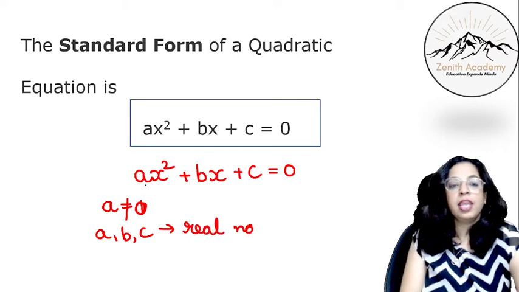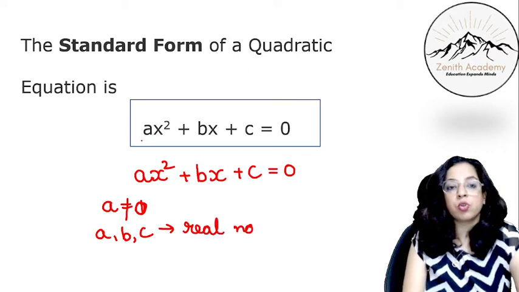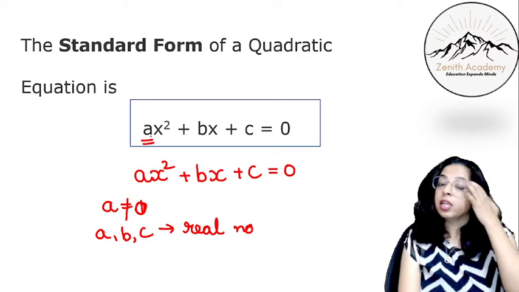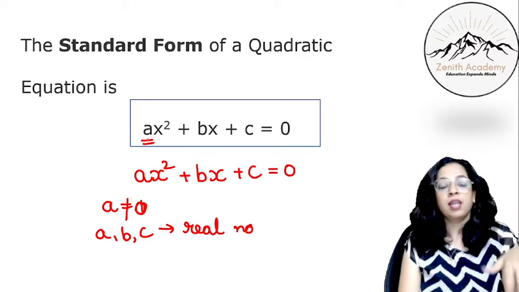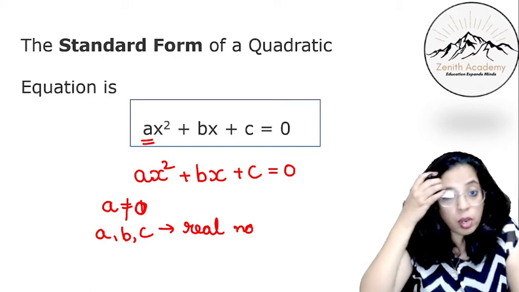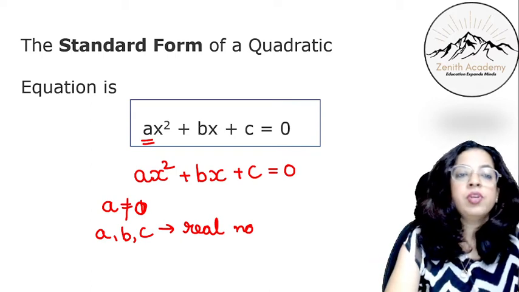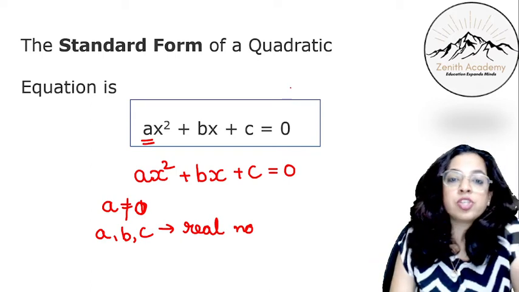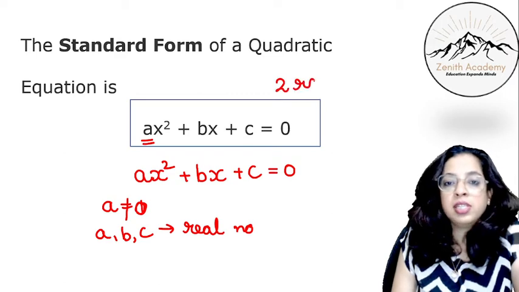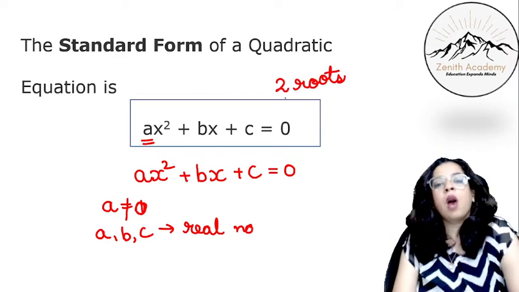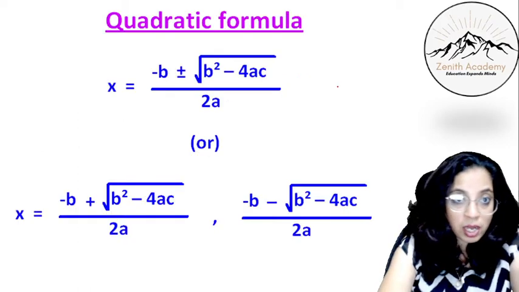Okay, a should not be equal to 0. So the coefficient of x square can be positive, it can be negative, it can be in square root. We know that this quadratic equation has two roots, which means x has two values, and now we know how to find those two roots as well.